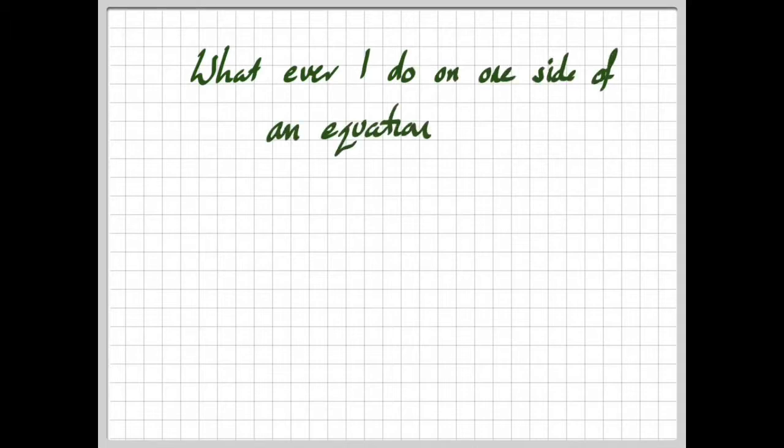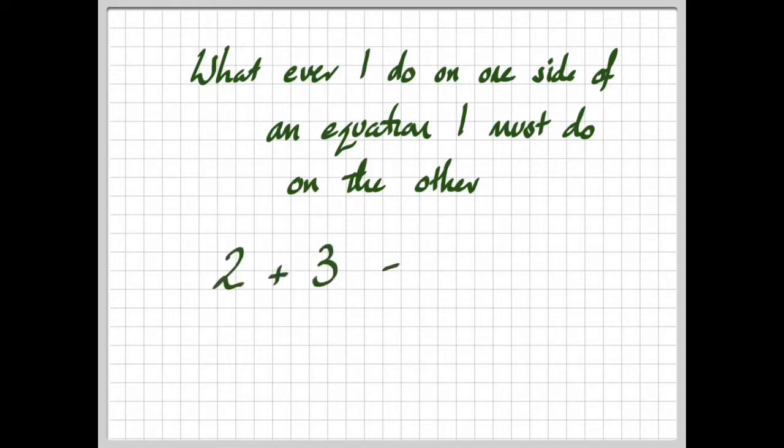Really also importantly is whatever I do to one side of an equation, I must do on the other side too. What do I mean by that? Well, there you go, 2 plus 3 equals 1 plus 4, and you're saying, yep, that's really easy, I understand that. And we know that 2 plus 3 equals 5, and we know that 1 plus 4 equals 5. So it's an equation, one side equals the other.